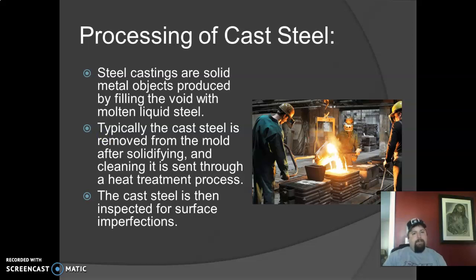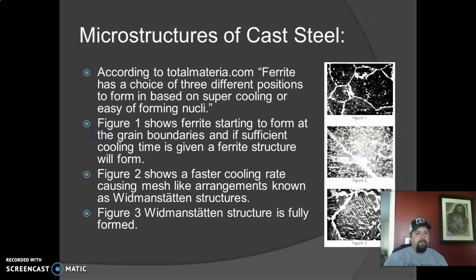How is cast steel processed? Processing of cast steel: steel castings are solid metal objects produced by filling the void with molten liquid steel. Typically, the cast steel is removed from the mold after solidifying and cleaning. It is then sent through a heat treatment process. The cast steel is then inspected for surface imperfections.